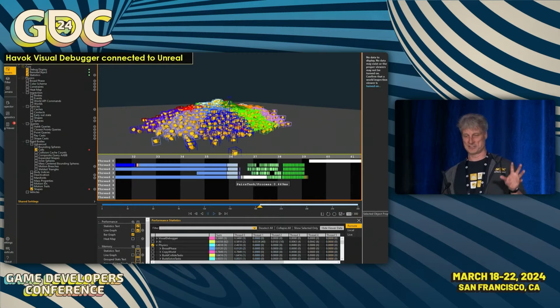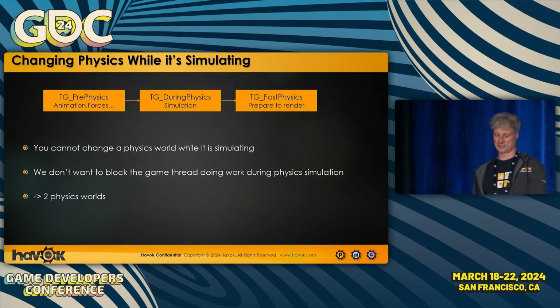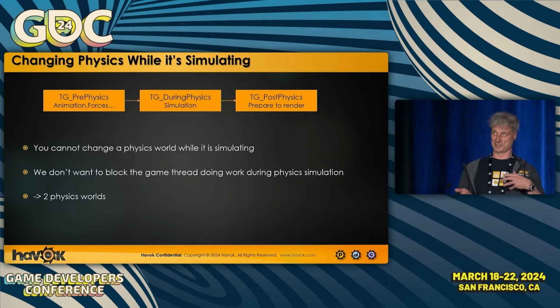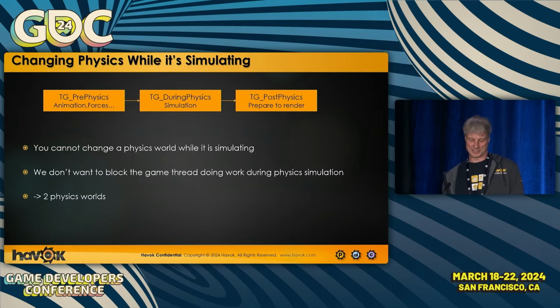So physics is very, very fundamental to gameplay. When you look into the tick groups, you get something like tick group pre-physics, tick group during physics, and tick group post-physics. Because if you want to move something, then you have to think, is it before physics or after physics? So before physics, you have basically animation, forces, game logic. Then you simulate, and everything moves forward, and you render at the end.